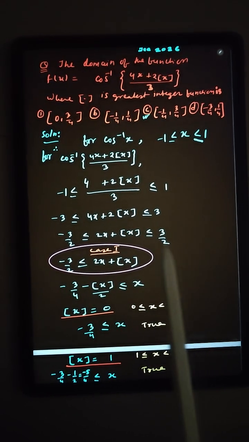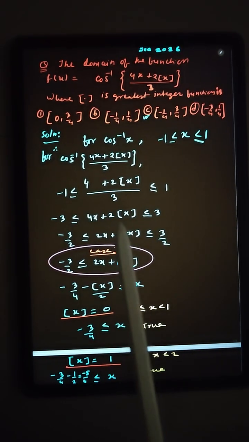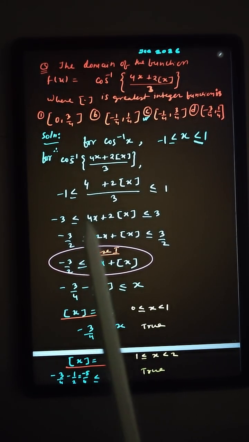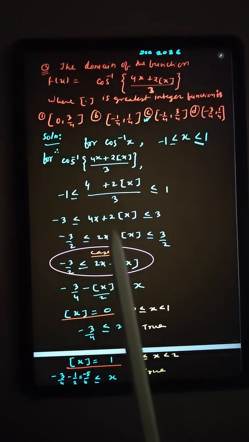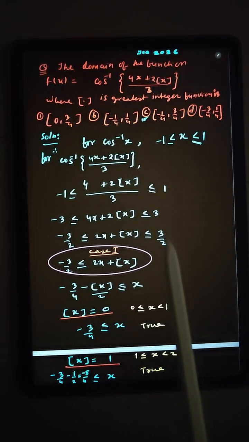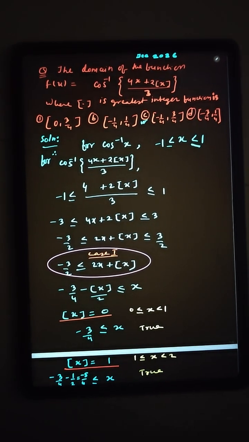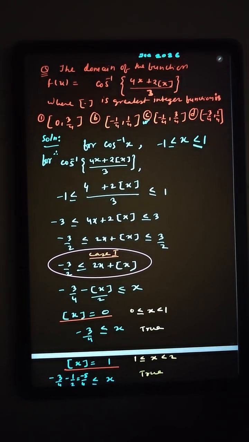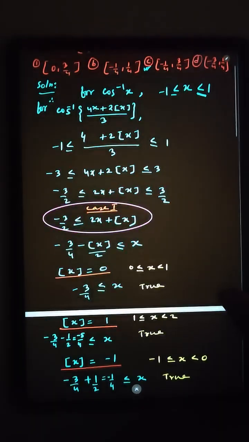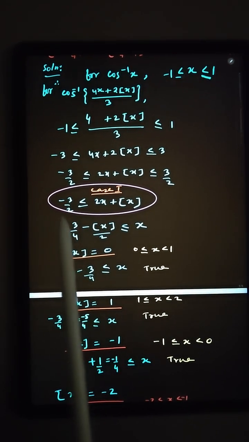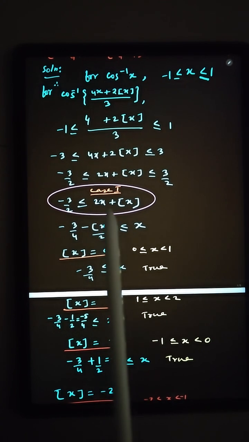Now we will do two cases. The first case is that this expression is greater than or equal to -3/2, which is the lower limit, and for the upper limit we'll do it separately. Then we will take the intersection or the common intervals. So let us see case 1. This is the expression for case 1.